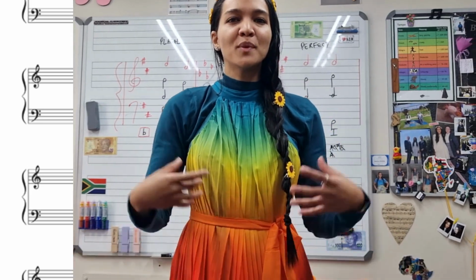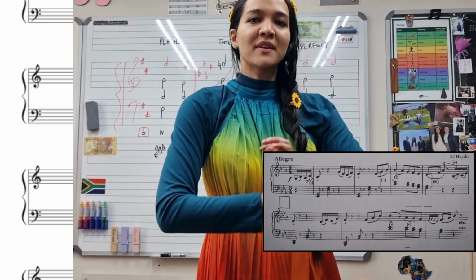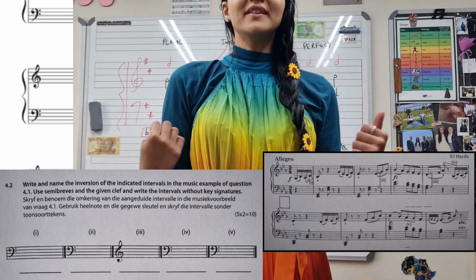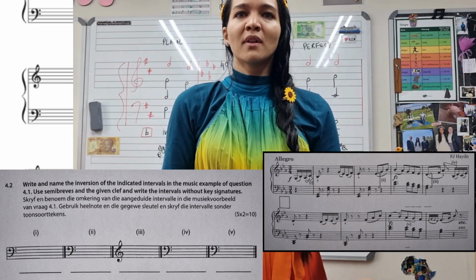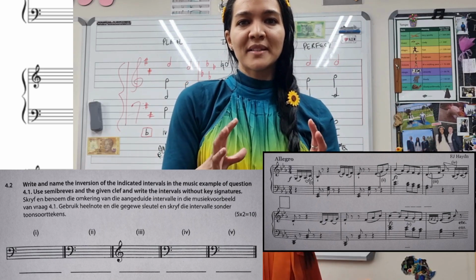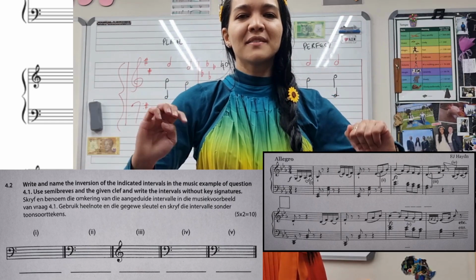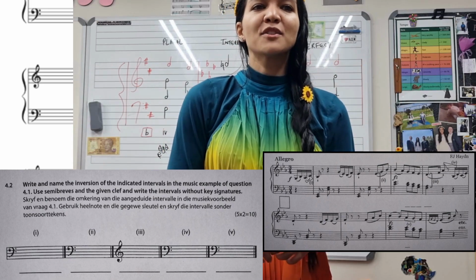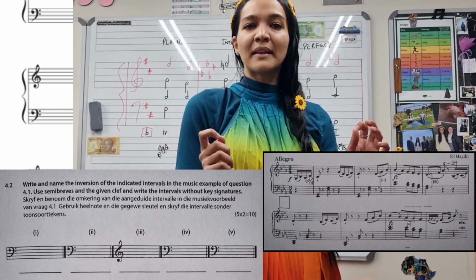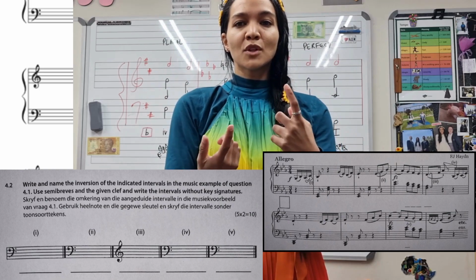In question 4.2, we are still basing our answers on the music example given to us in 4.1. They tell us to write and name the inversion of the indicated intervals in the music example, and to use semibreves as well as the given clef, treble or bass clef, luckily not alto clef here. And then we need to write the intervals without key signature. So we're going to check out our intervals. They are labeled with small Roman numerals, and then we need to swap them over.